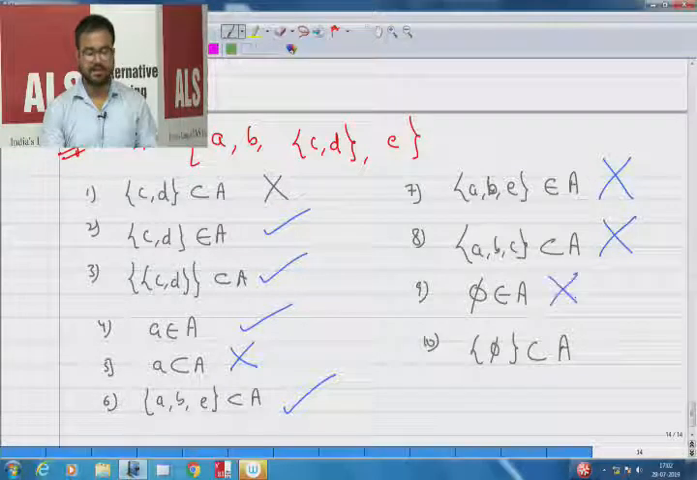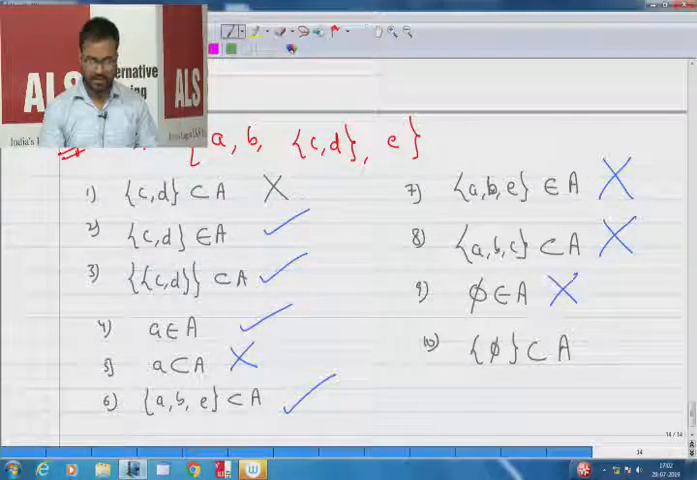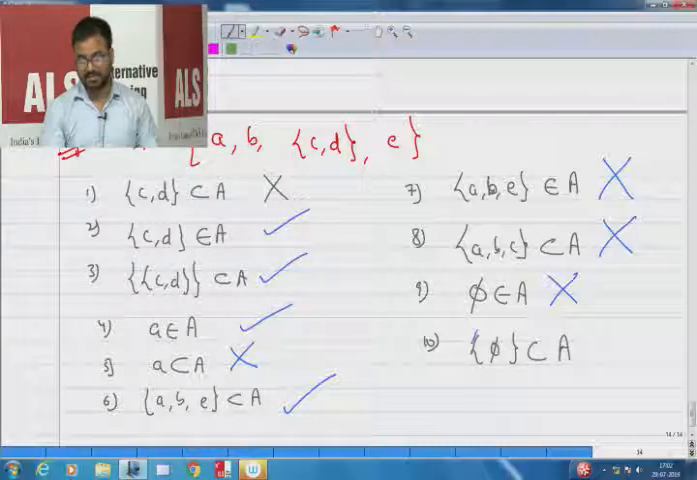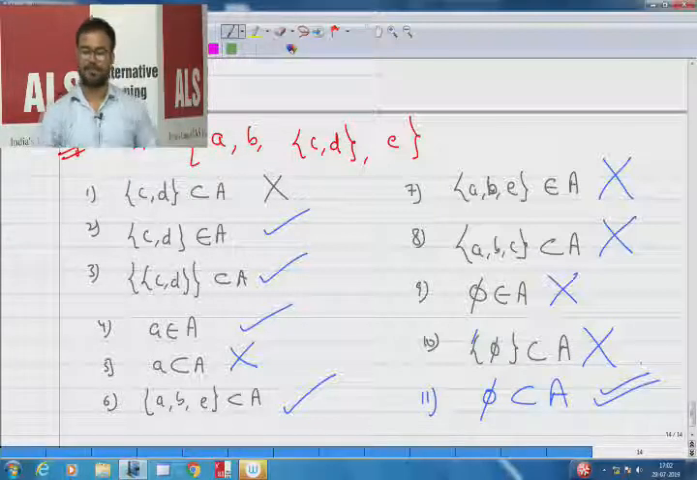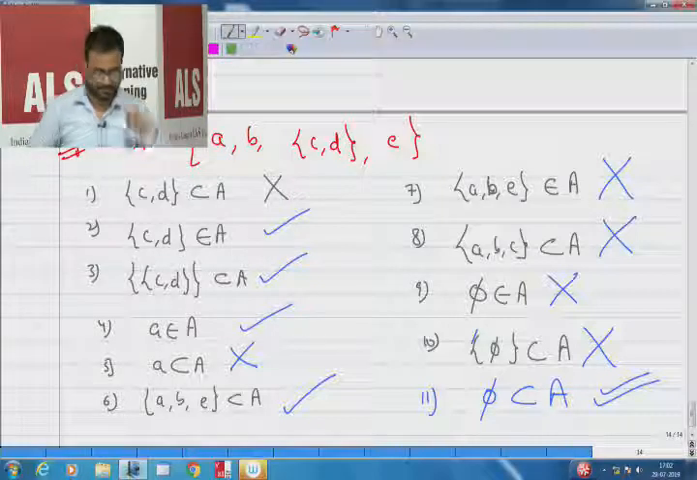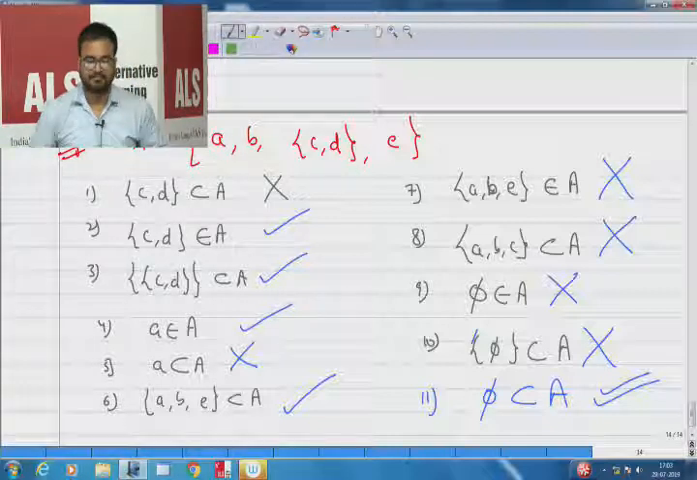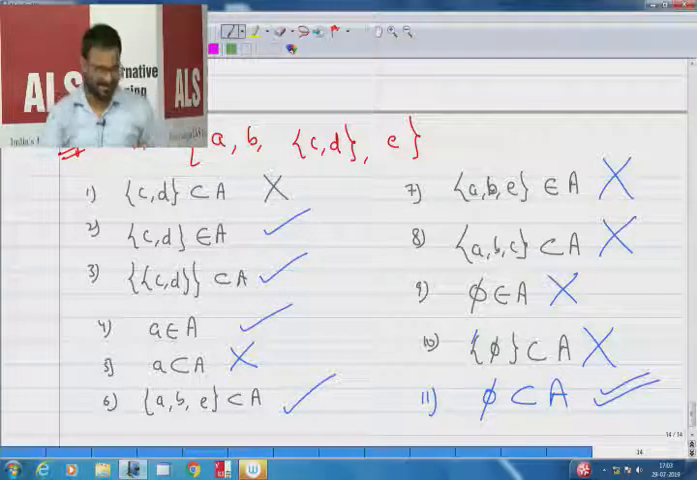Phi is an element? Phi is never an element, but phi is a subset. But if phi is a subset, it is not written in the curly braces. This one is false. If we take one more, phi is a subset of A. This one is right. How many are right? Oh, 10 correct. Wow. And Koima? Areva. That's great.